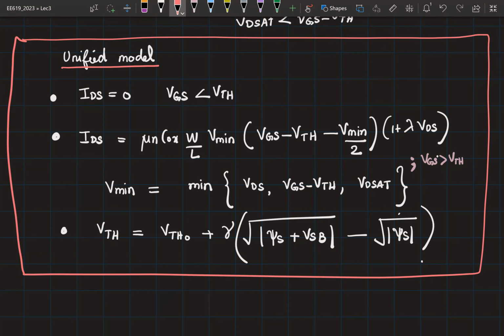Gamma is negative for PMOS. We will come to the PMOS in a short while. So let's focus on NMOS transistor.